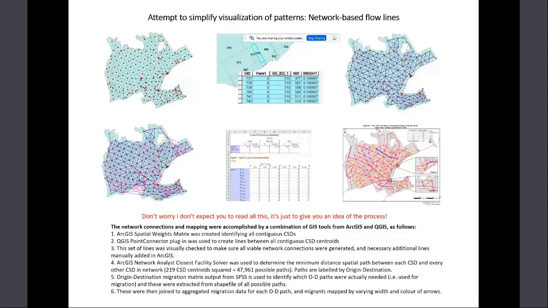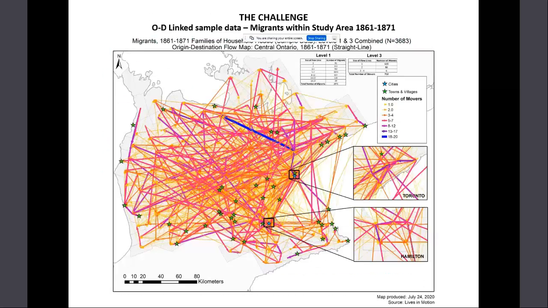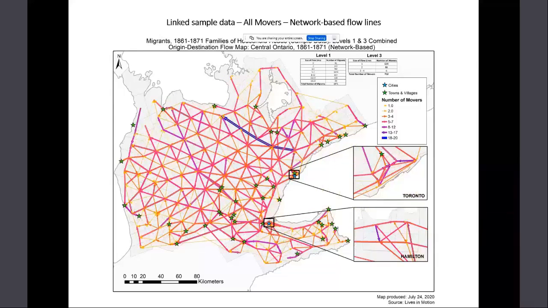Unfortunately, we couldn't figure out how to do this in any single GIS package, so we came up with a method combining tools from ArcGIS and QGIS in order to create a network between all the centroids of census subdivisions and map the unique paths between each origin and destination flow in our set of migrant families and individuals. So here was our original map of all the migration flows. And here's what we ended up with, forcing flows along our network.